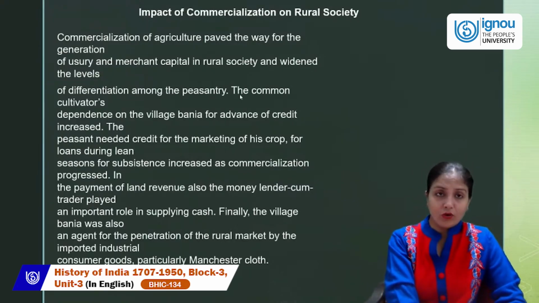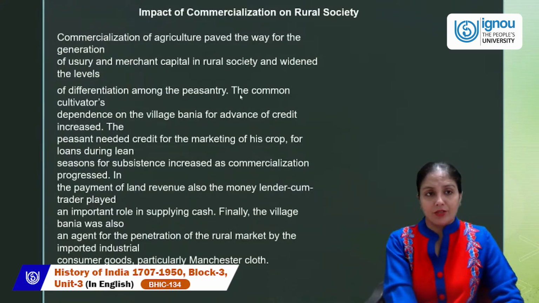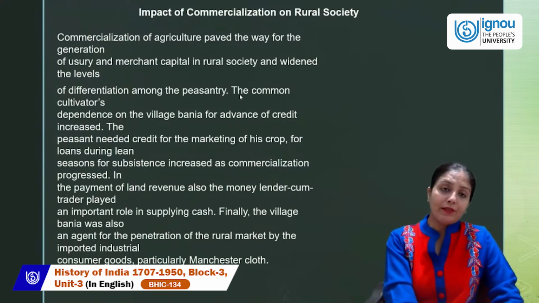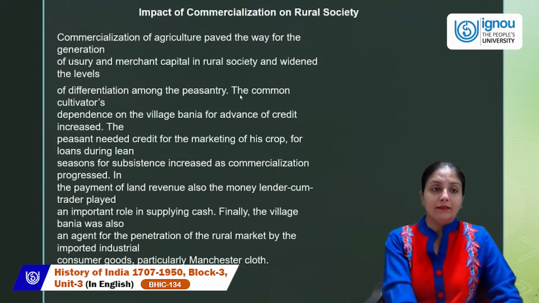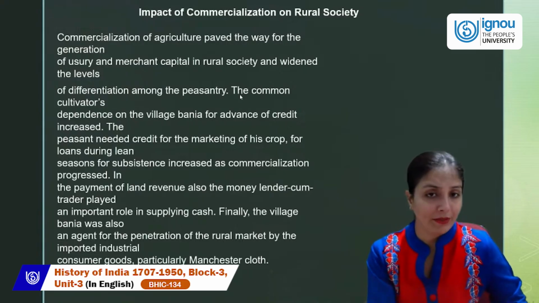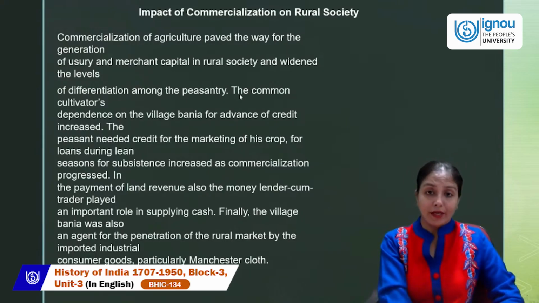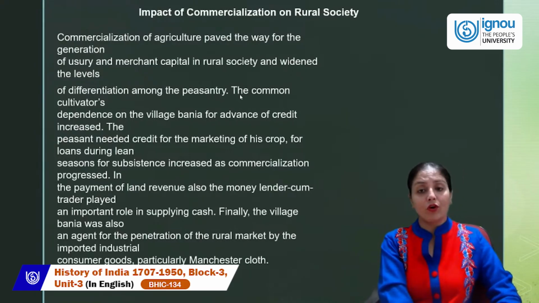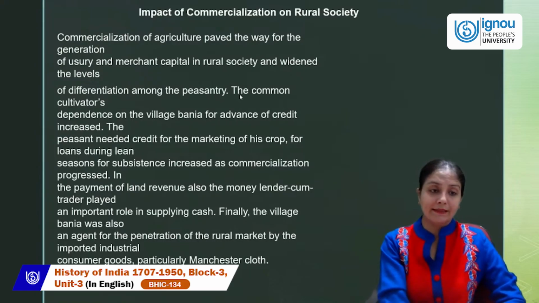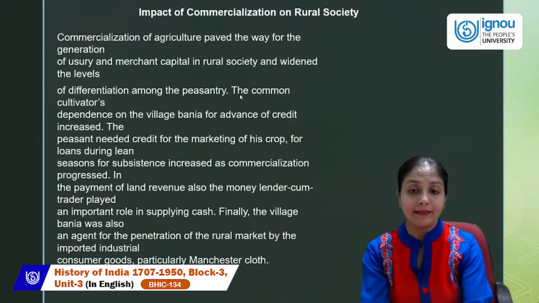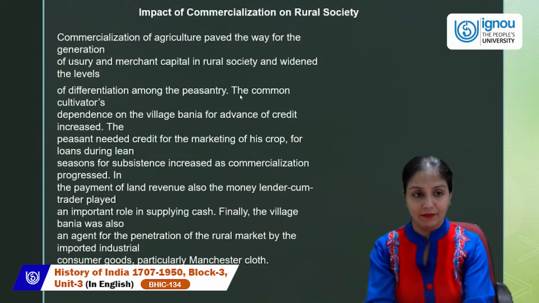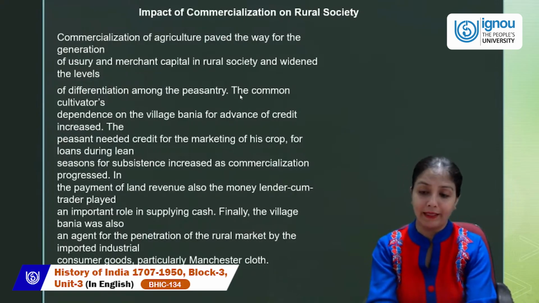Yes, commercialization of agriculture paved the way for the generation of usury and merchant capital in rural society and widened the levels of differentiation among the peasantry. The common cultivators' dependence on the village bania for advance of credit increased. The peasant needed credit for marketing of his crop and for loans during lean seasons for subsistence, and this increased as commercialization progressed. In the payment of land revenue also, the moneylender-cum-trader played an important role in supplying cash.